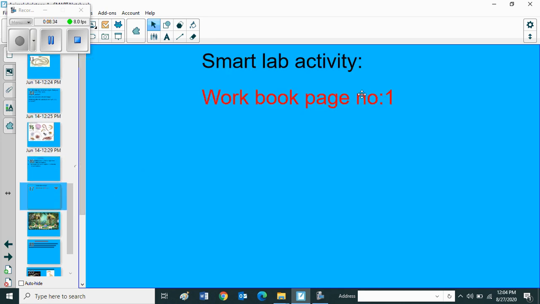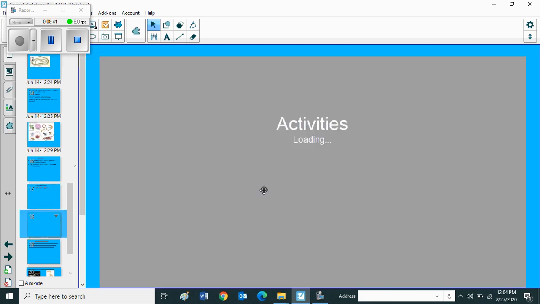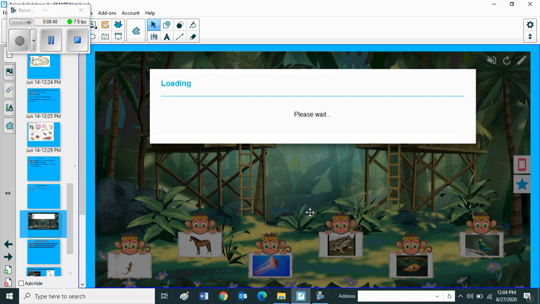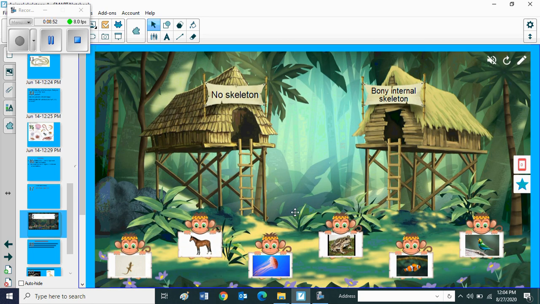Next one is the smart lab activity. This is from your workbook, page number 1. In this activity, what you have to do is, you can see here pictures of lizards, crows, jellyfish, frog, fish, and bird. So you have to match these pictures to the correct places. You can see no skeleton and bony internal skeleton.